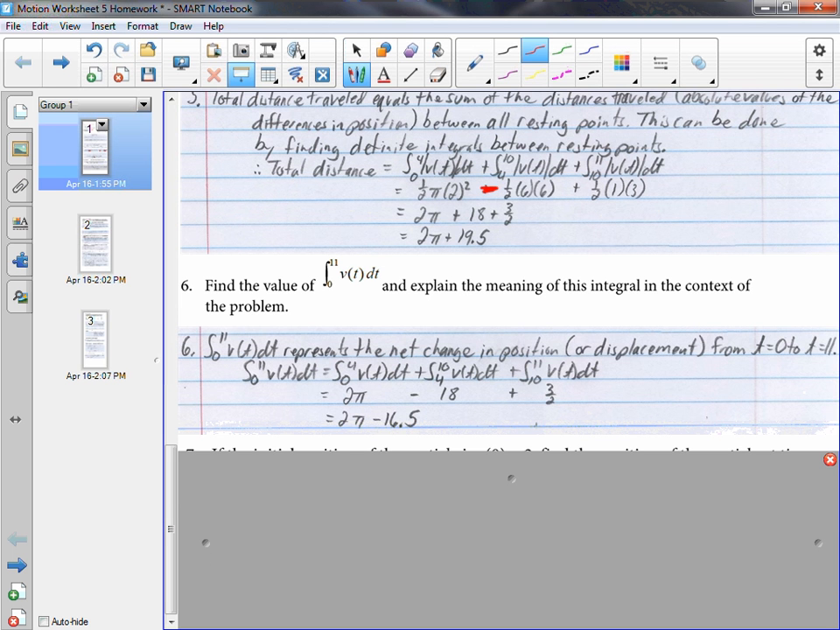So the integral from 0 to 11 of v of t dt represents the net change in position or displacement. I haven't seen them use the word displacement, so I would just stick with net change in position, or you could probably just say change in position, from t equals 0 to t equals 11, and then you see the number work there.